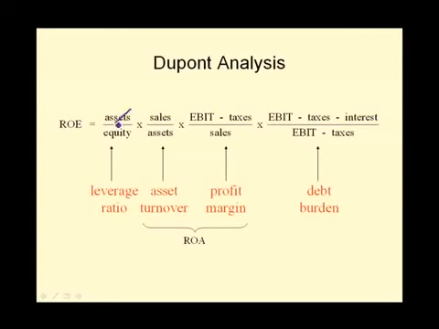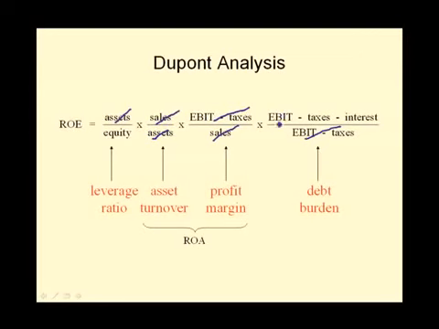We can cross out assets in the numerator of the leverage ratio and in the denominator of the asset turnover ratio. We can cross out sales in the numerator of the asset turnover ratio and the denominator of the profit margin. And we can cross out earnings before interest and taxes minus taxes in the profit margin and in the denominator of the debt burden. What we're left with is earnings before interest and taxes minus taxes and minus interest in the numerator and equity in the denominator.